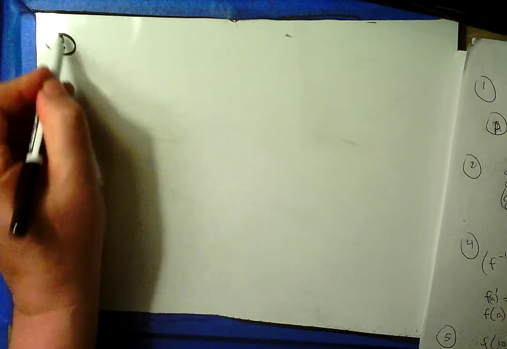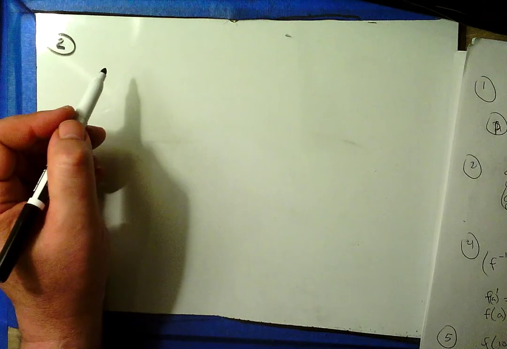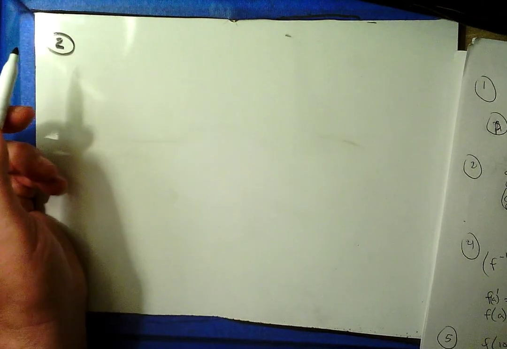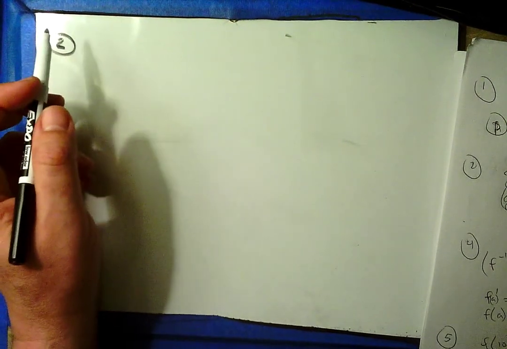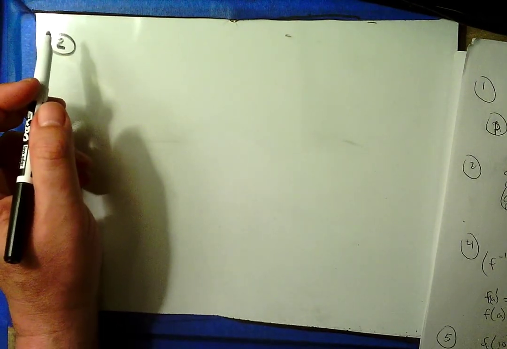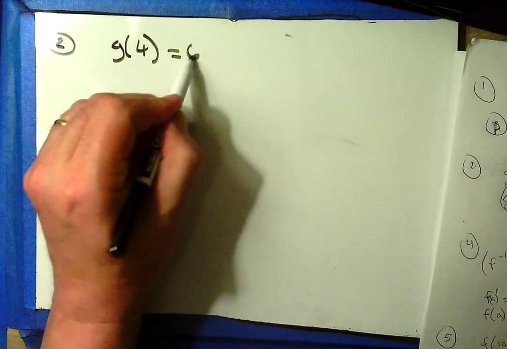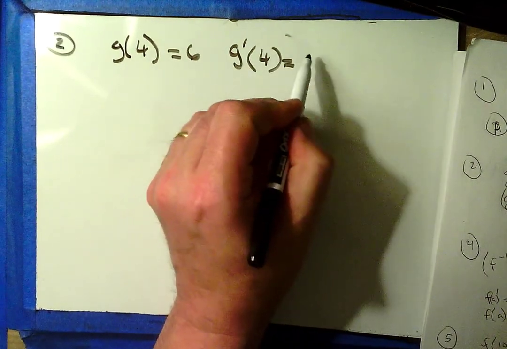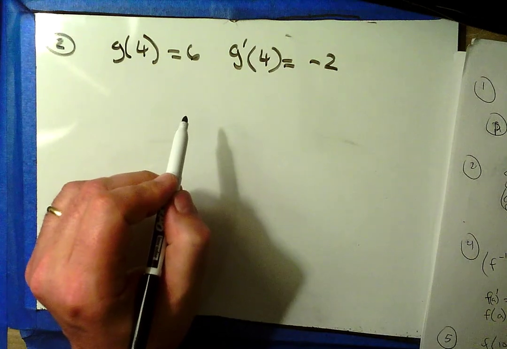See, that's why we're doing this packet. 2. Okay. 2 says a decreasing function, g, satisfies, and they tell us decreasing so that we know that g is monotonic, it's always decreasing, and therefore g can have this inverse. Satisfies the condition that g of 4 equals 6 and g prime of 4 equals negative 2. Which of the following statements must be true?